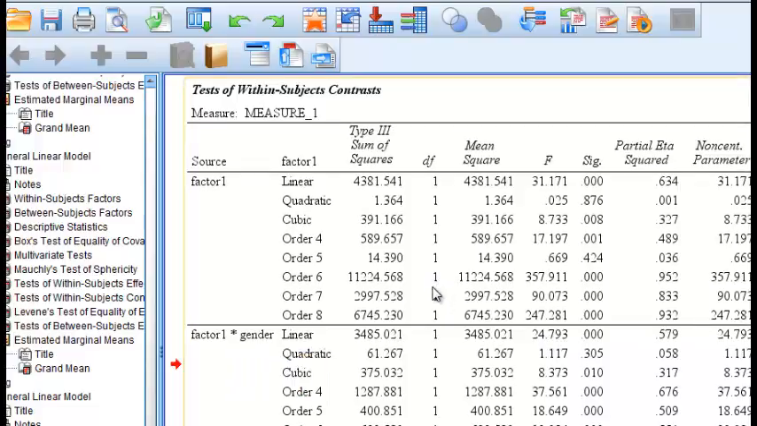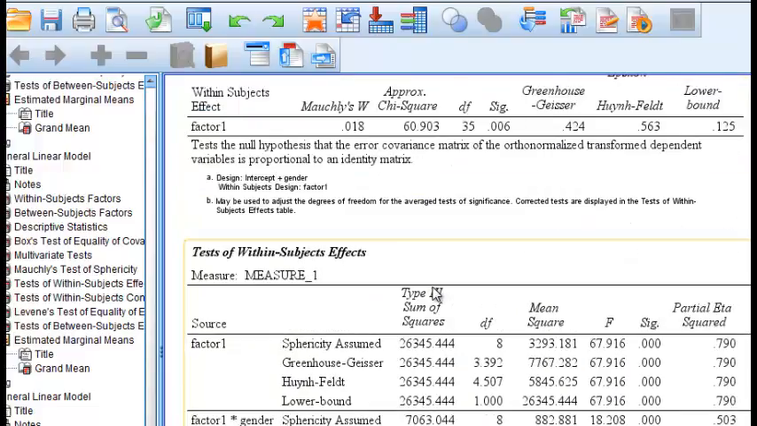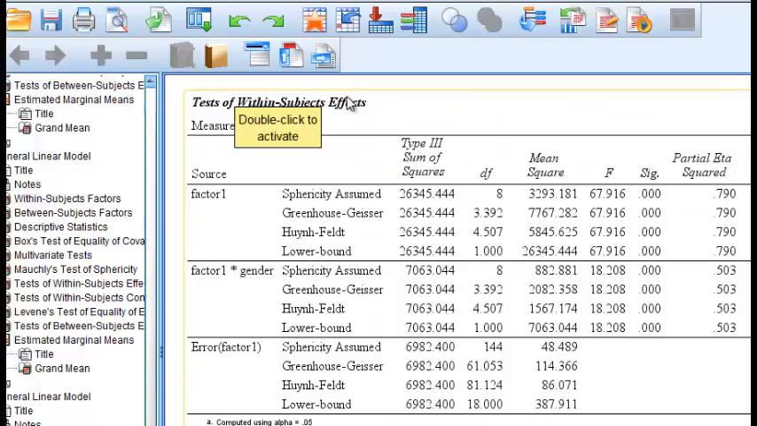I'm sorry, this is the wrong box. I do this all the time. You need this box, test of within subjects. But again, you look at factor 1 asterisk gender, and again, there was a significant interaction.